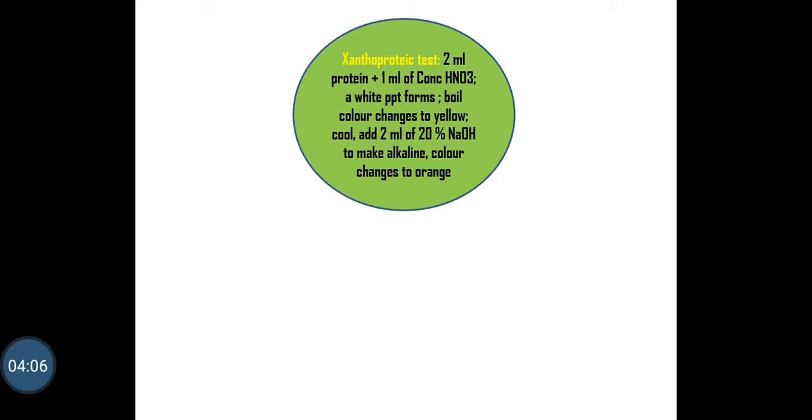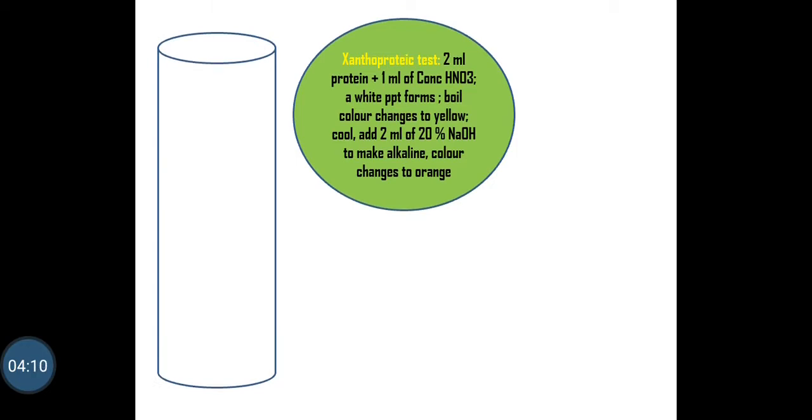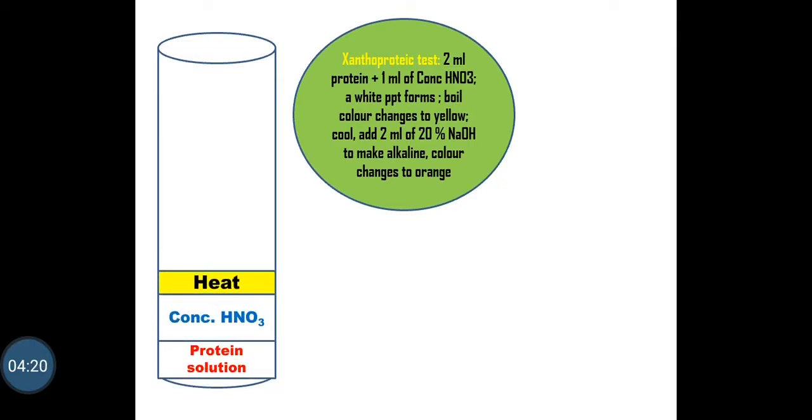We will see the procedure. Here you have to take 2 ml of protein solution and then add 1 ml of concentrated nitric acid. A white precipitate forms. You have to boil it. After boiling, the color changes to yellow. Cool it and add 2 ml of 20% NaOH to make it alkaline. Now the color finally changes to orange.